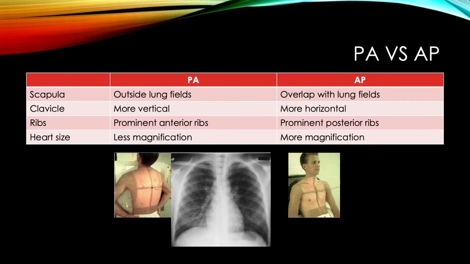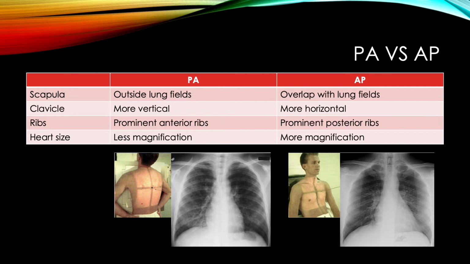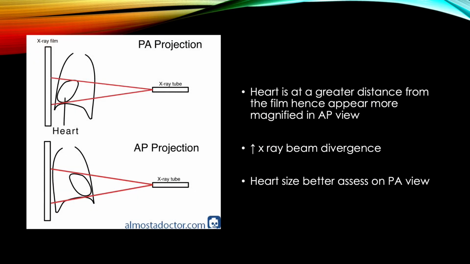The AP view chest radiograph is acquired in a sitting or supine position. So the scapulas overlap with the lung fields, the clavicles are more horizontal, the posterior ribs are more prominent, and the heart is magnified. Heart size is better assessed on PA view. This is because the heart is at a greater distance from the film, hence it appears more magnified in AP view. Next, we should assess the image quality.